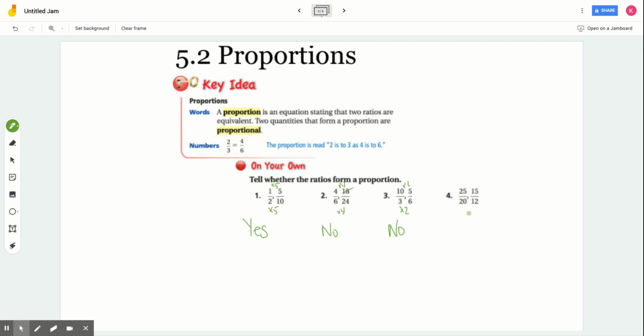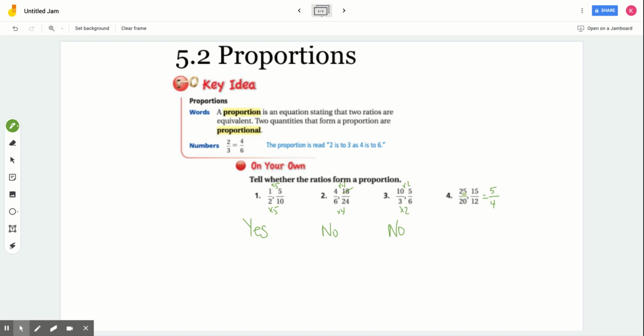Now, on number 4, we can't kind of identify any basic multiplication or division that would help us find out if these are equal. So another method is to simplify the fractions. We know that 15 and 12 are both divisible by 3. 15 divided by 3 is 5. 12 divided by 3 is 4. So 15 twelfths and 5 fourths are equal to each other.